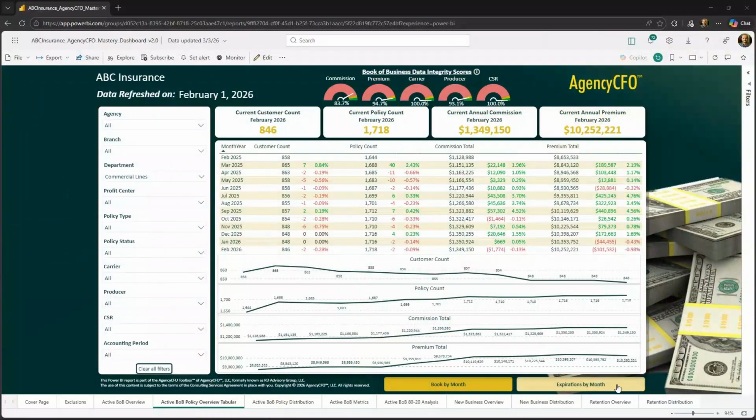All right, Adam, let's take a look at the next piece, the expirations. All right.